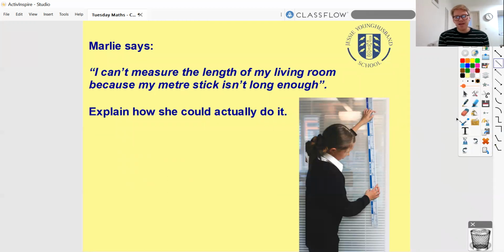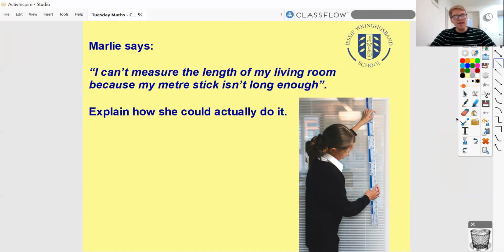Marley said, "I can't measure the length of my living room because my meter stick isn't long enough." Well, were there some different ways she could have done it? Yes. One way she could have done it is she could have used that meter stick and a little marker to measure multiple lengths of the meter stick. So she could have put the meter stick down and then maybe put down a pencil or even made a little mark on the carpet if mum and dad didn't mind, and then continued measuring on from there. So she could measure out 1 meter, put a marker, and then use that meter stick again, and then measure the next bit, and put down a little marker, and keep counting up as she went. That would have been one way you could have done it.